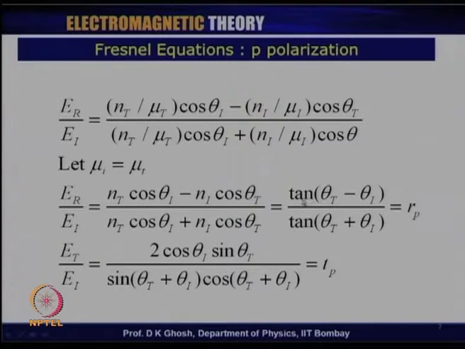It happens to be tan of theta t minus theta I by tan of theta t plus theta I, and that is the amplitude reflection coefficient. I alert you that the term reflection coefficient is sometimes used to indicate the square of this quantity, but at this moment I am talking about the amplitude ratio E r by E I. Similarly, E t by E I is given by this expression, and that is denoted by T p. So, these are a pair of equations which are going to be useful to us. Let us look at what they tell me.